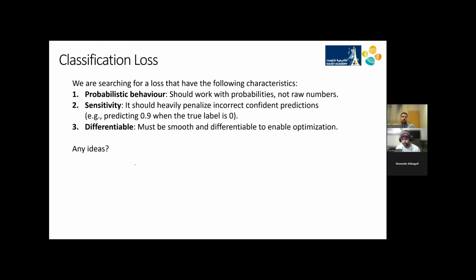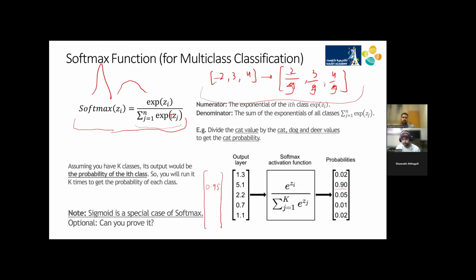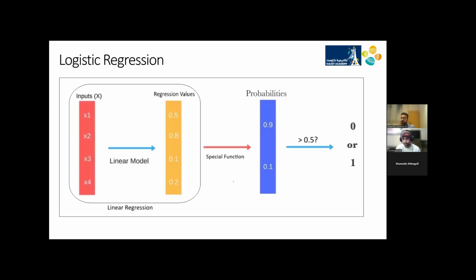All right. So now we are done with the special function. If you remember, we already have the linear model through linear regression. Now we are done with the special function. We have the threshold classification, and now we can actually get the model's prediction in terms of probabilities. Now the question is, how do we learn the thetas? How do we learn the weights?